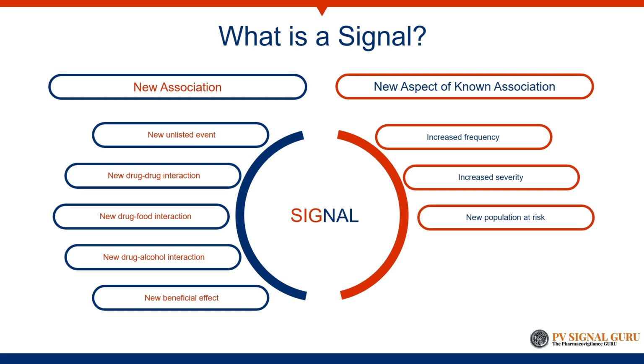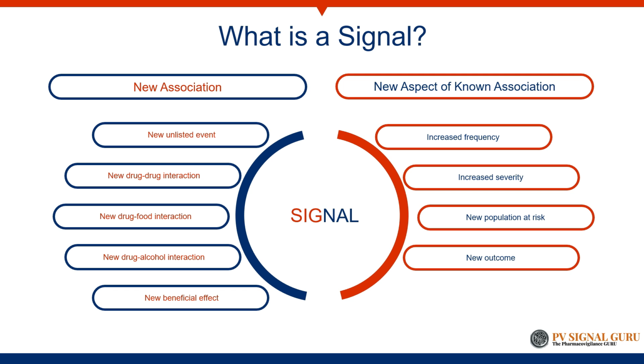A new aspect can also be a new population at risk. For example, a drug used to treat hypertension is known to cause dizziness in elderly patients. The new data reveals that young adults are also experiencing dizziness at a higher rate than previously observed. This signals a need to reassess the drug safety in younger populations and potential update on the prescribing guidelines.